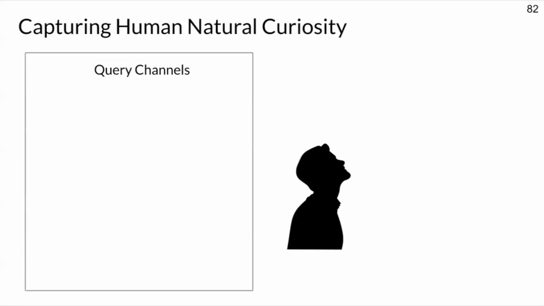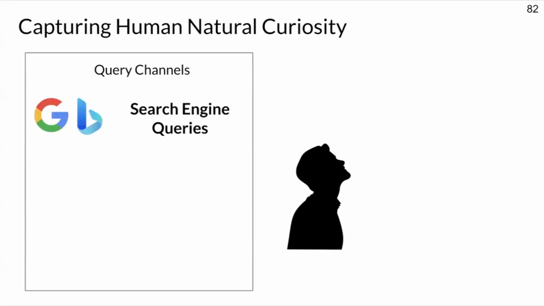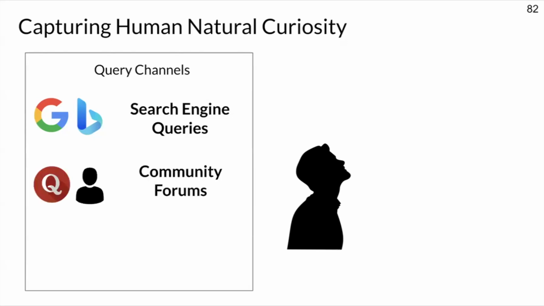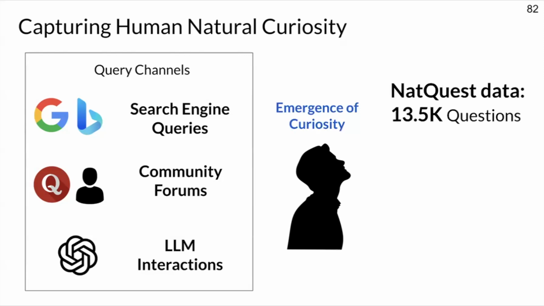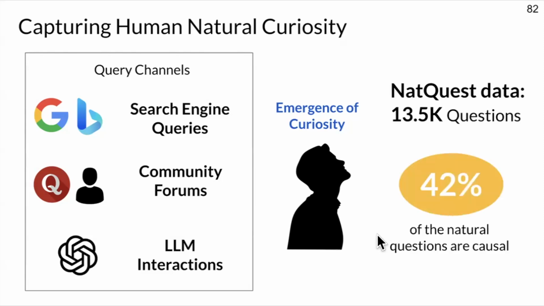When capturing human curiosity, we do have a bunch of chatbot-like channels. We check what people ask on Google search, Bing search, these engine queries. We check what people ask on Quora. And also what they ask language models. So we have all this data and collect a set of 13.5K questions on curiosity-driven natural questions. And actually the good news is that 42% of natural questions are querying about something causal.